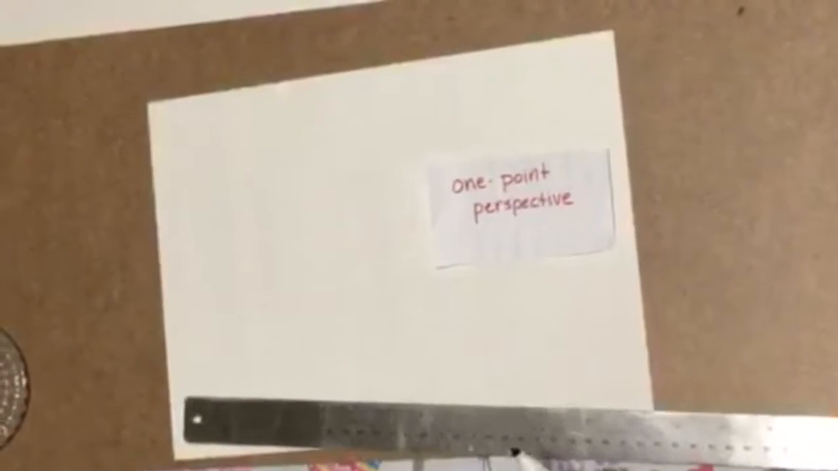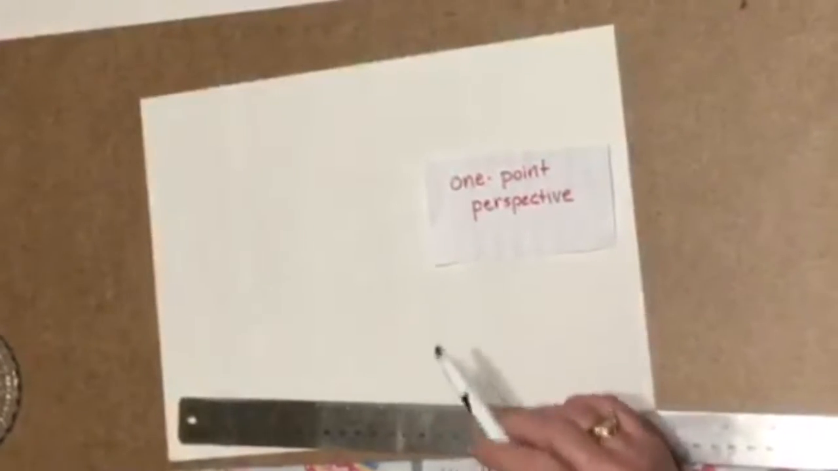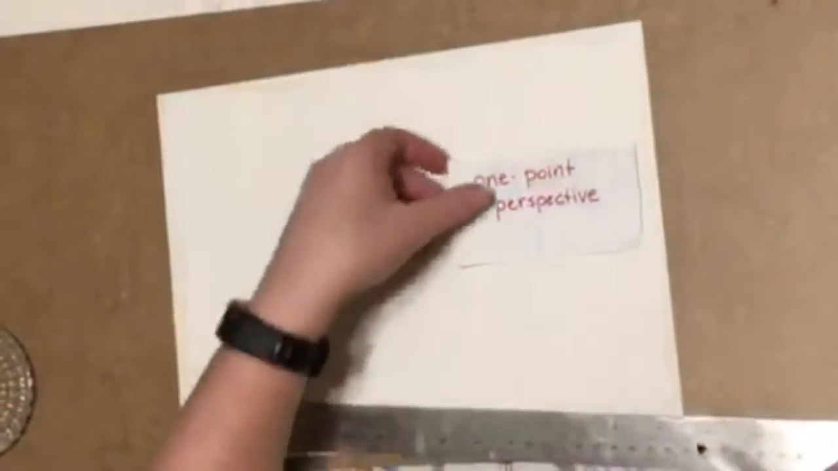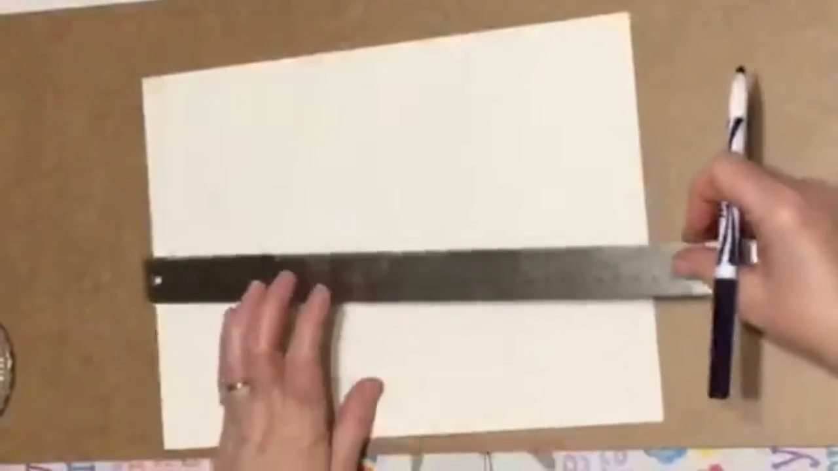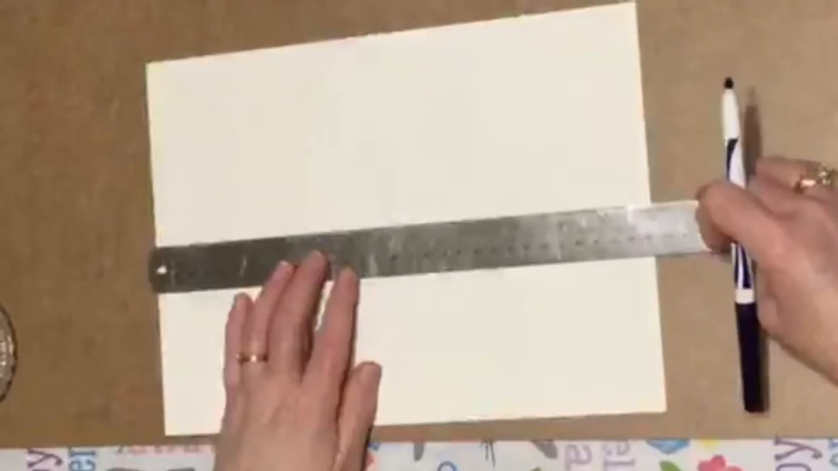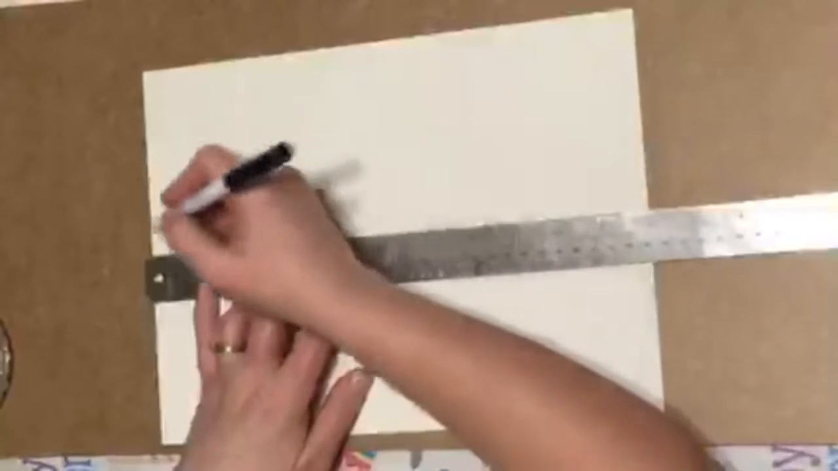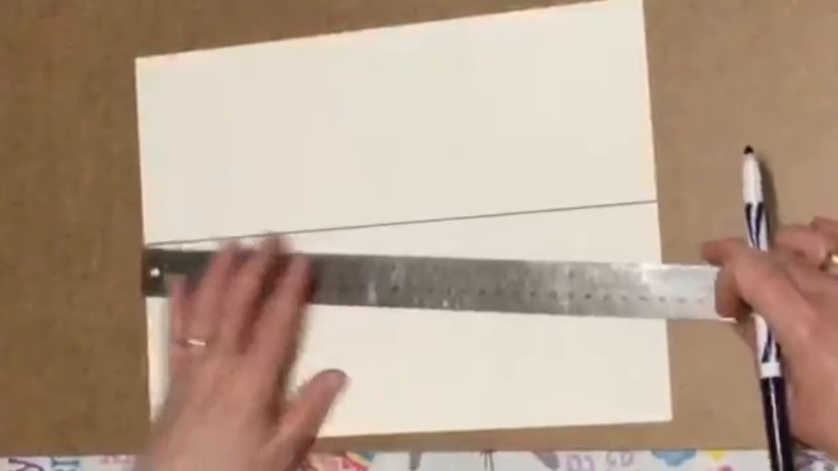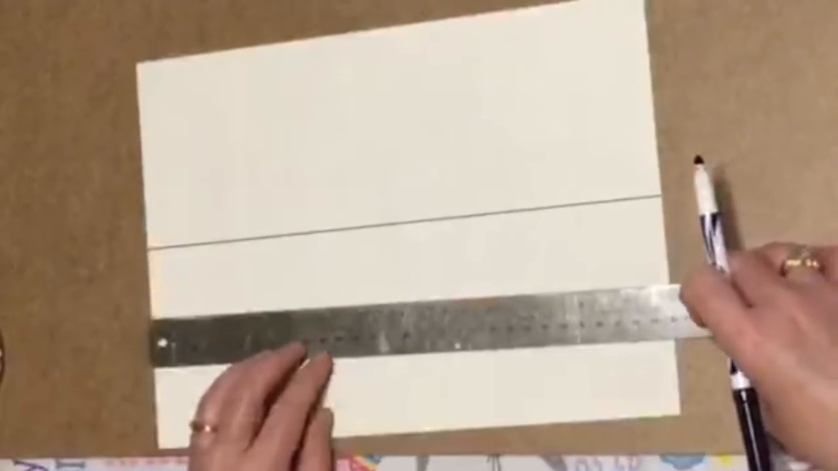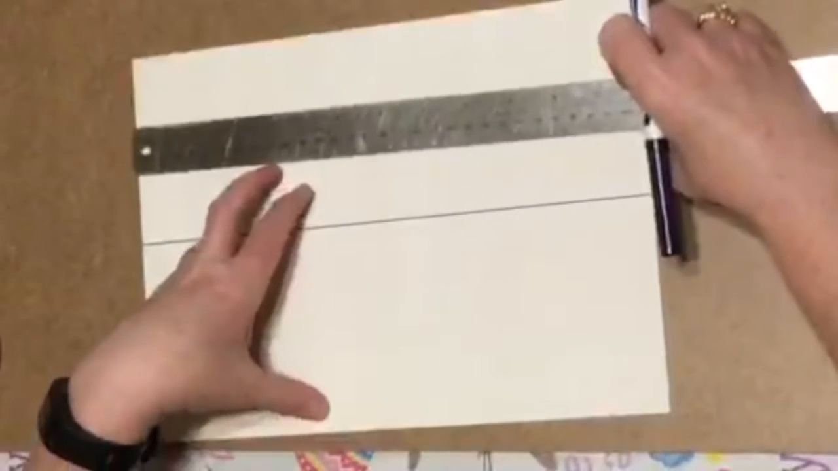Hello, 5th grade. I wanted to show you how to do 1-point perspective today. And what you're going to need is a paper, a pencil, and a ruler. What you're going to do is draw your line across the paper. This line is called a horizon line. You can draw it in the middle, to the side, or to the top or bottom.